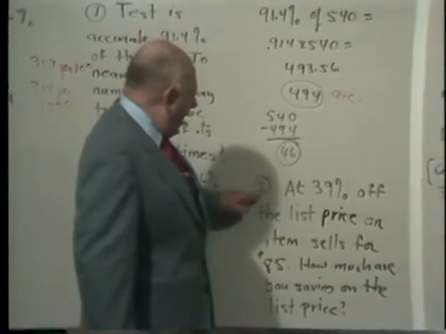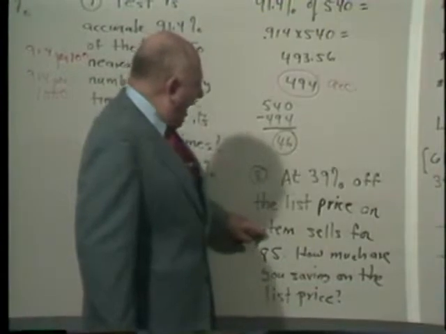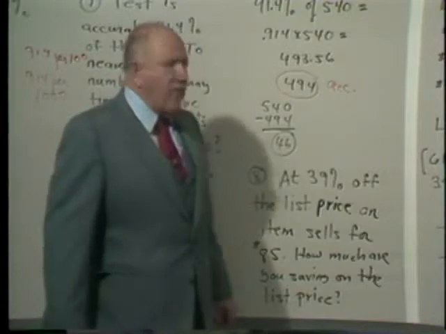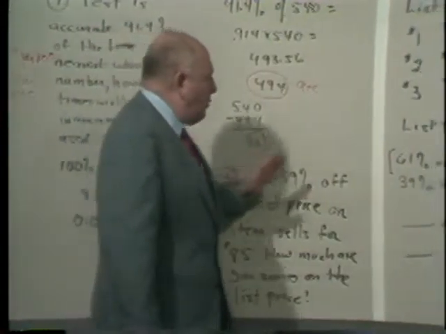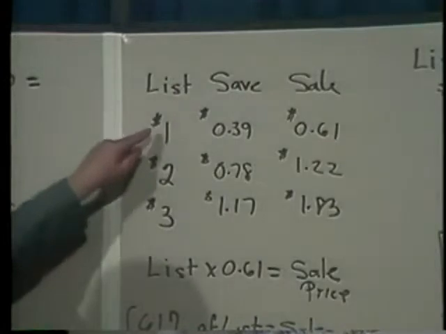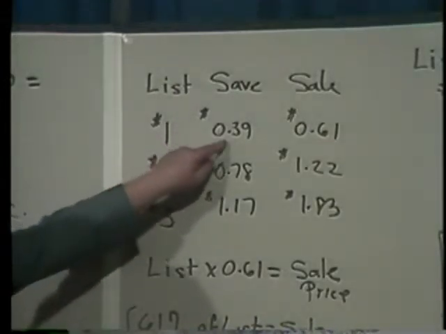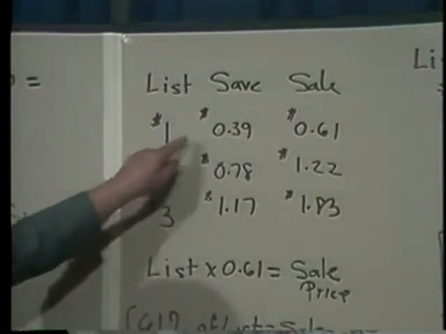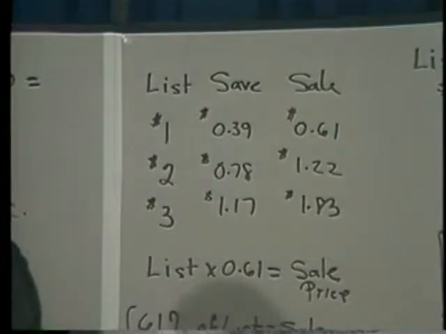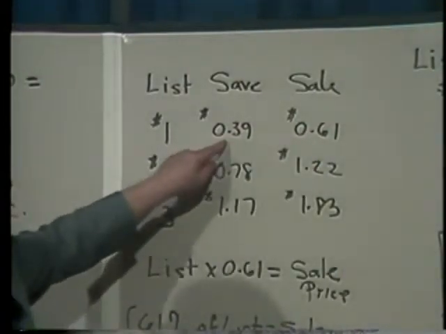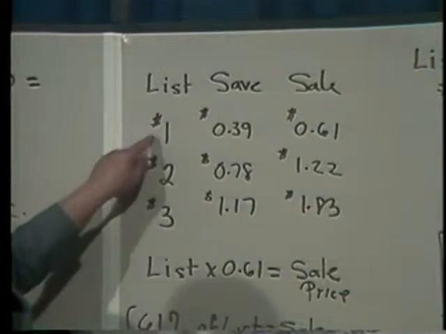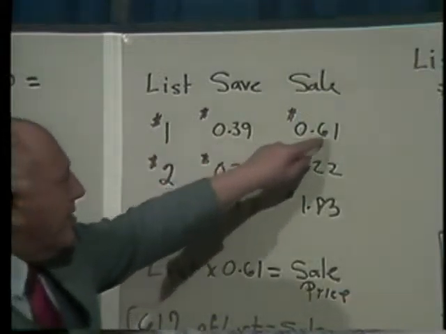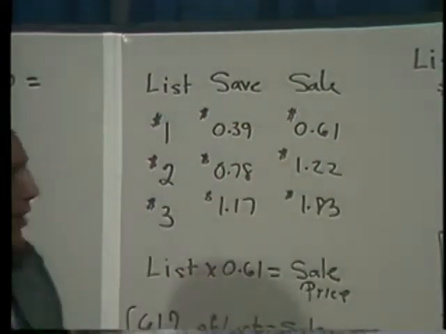The 39% is off, and the question says, after the 39% is taken off, you're still paying $85, and the question is, how much are you saving on this sale? Let's go back to the baby way of doing this. If the list price were $1, since it's 39% off, you're saving 39 cents. And if you're saving 39 cents, the sale price must still be what? 61 cents. You see, this number plus this number still is going to add up to the list price. See, if it was $2, you're saving 39 cents twice, that's 78 cents. And the sale price is 61 cents twice, which is $1.22.